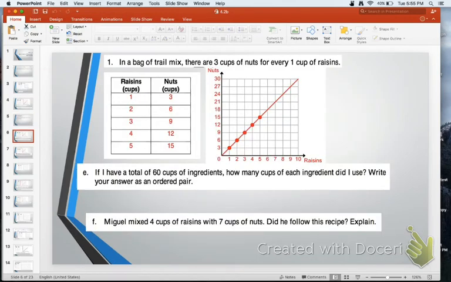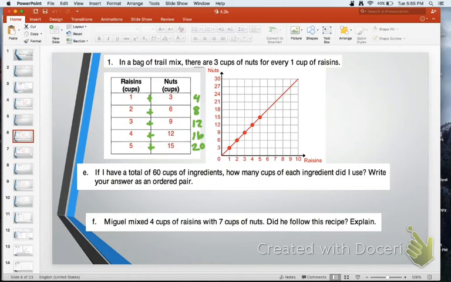So E, if I have a total of 60 cups of ingredients, how many cups of each did I use? Well, if we did this in class, and remember we did another one like this another day, we just added our things until we got close to the desired amount. So I'm just doing that really quickly in green. So you can see those totals. We have a slight problem. It didn't go high enough. We also have another slight problem. My dog's deciding to bark too.